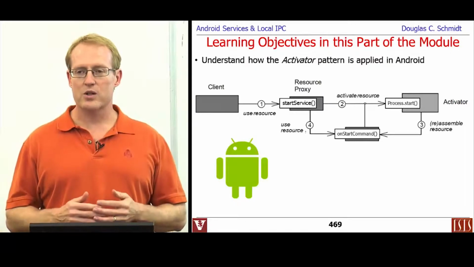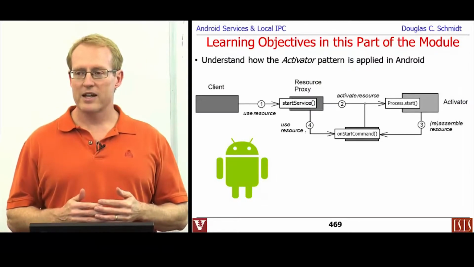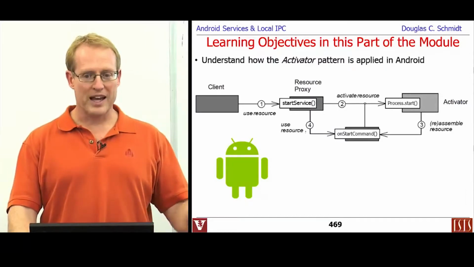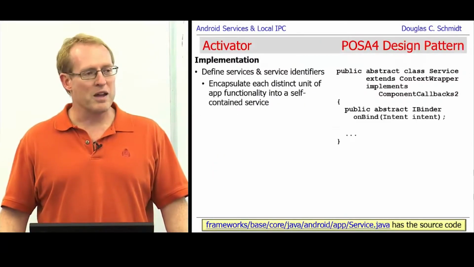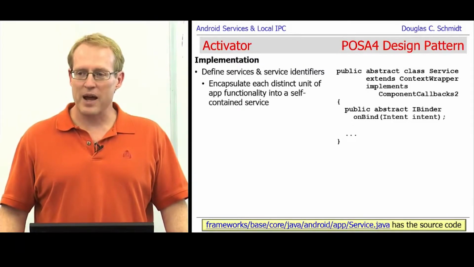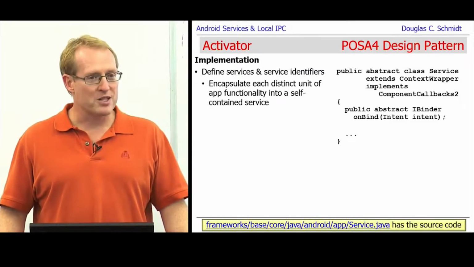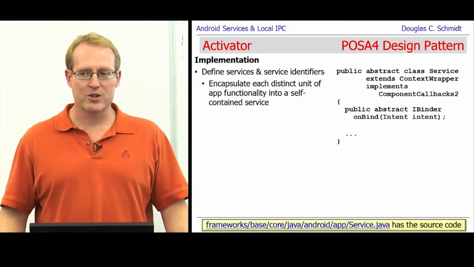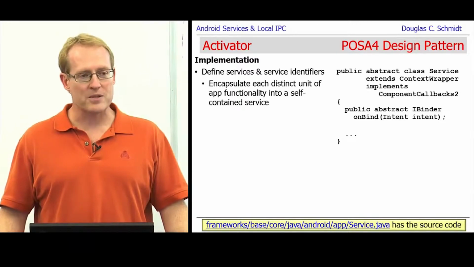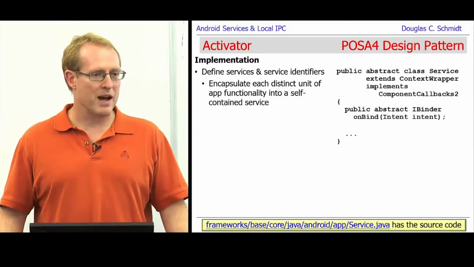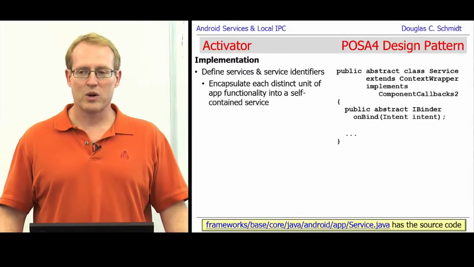So what we're going to do here is we're going to talk about how the activator pattern can be applied in the context of Android, or how Android applies the activator pattern. As you may have remembered from our last discussion, the activator pattern participants and the structure maps very, very nicely onto Android capabilities. And as we start talking about the implementation steps in the activator pattern, once again, it's remarkable how many of these things map kind of one-to-one onto what Android does.